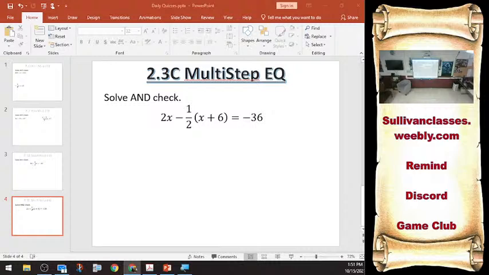Remember, don't get the dumb points off. Solve and check. And check. It really hurt having to take those points off on our last quiz, where we had 3 or 4 questions that said solve and check, and then you just didn't check. Okay, run it all the way to the end zone. Make sure you're labeling these. 2-3C.